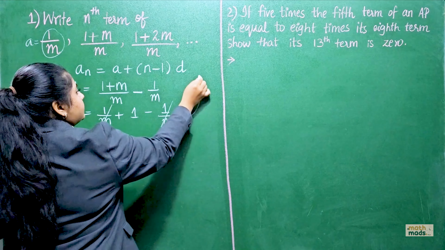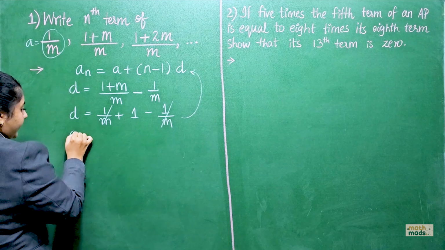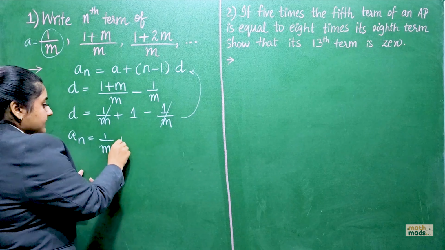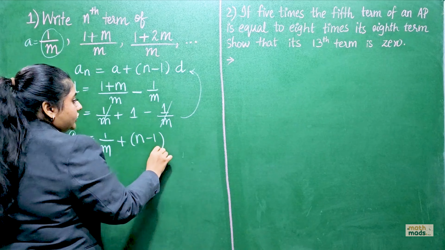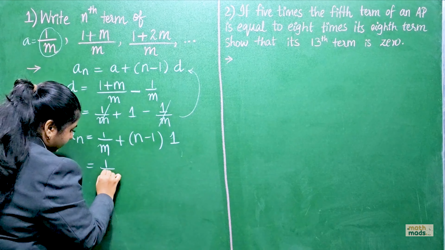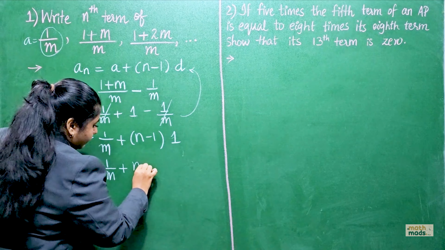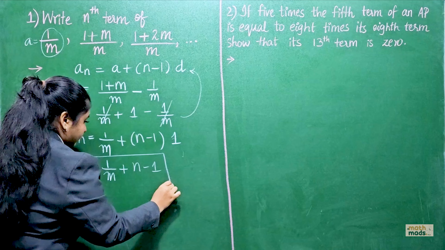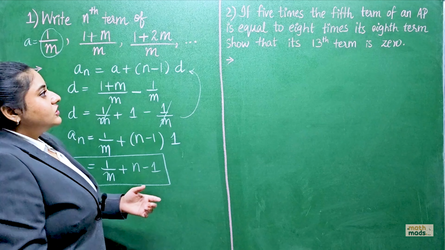Now just substitute this in the formula. So an will be equal to the first term, that is 1 by m, plus n minus 1 into d. D is 1. So if I multiply it, I'll get 1 by m plus n minus 1. That's it. So this is the nth term. Now let's look at the second one.